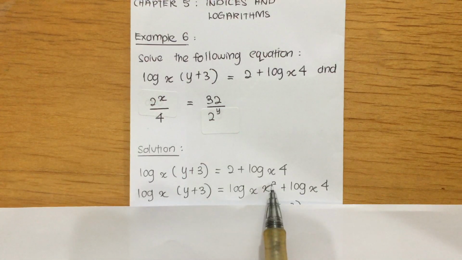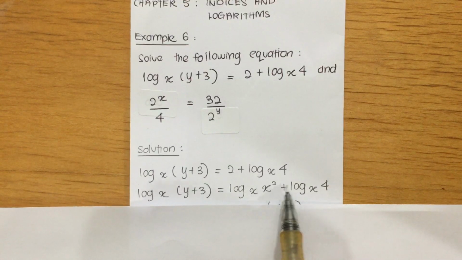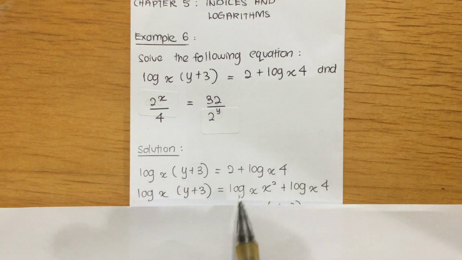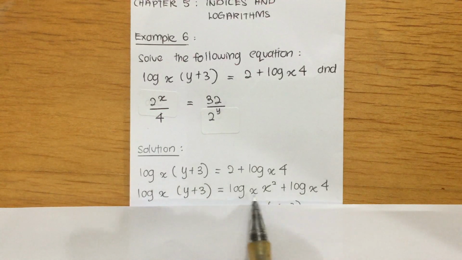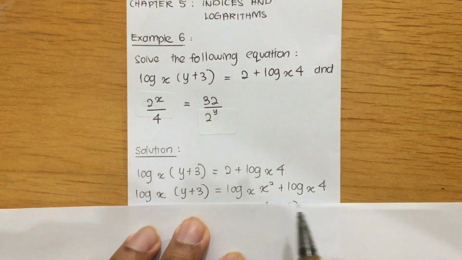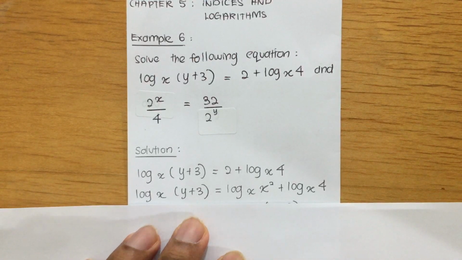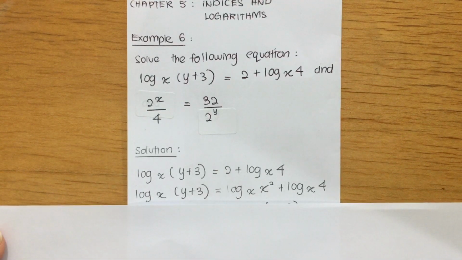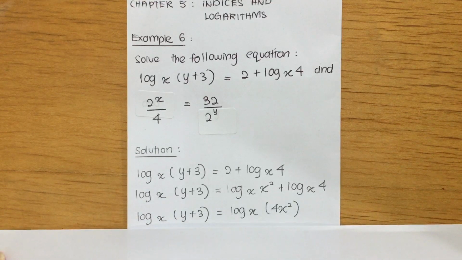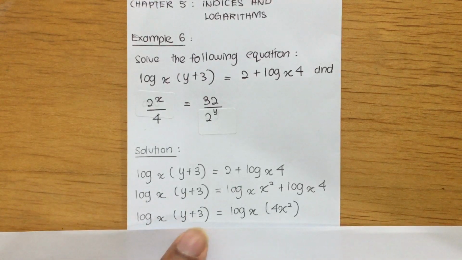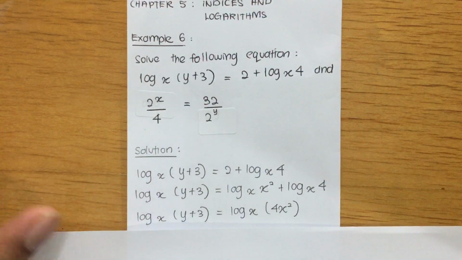So that 2 you can bring over to the right hand side, so it will become log x x squared plus log x 4. So we have already formed the logarithm in terms of 2 over here, so it becomes log x x squared. For the next step, what you can do now is combine these two added logarithms into one logarithm, guys. So continue to the next step. From here you get log y plus 3 with respect to base x equals log 4x squared with respect to base x.